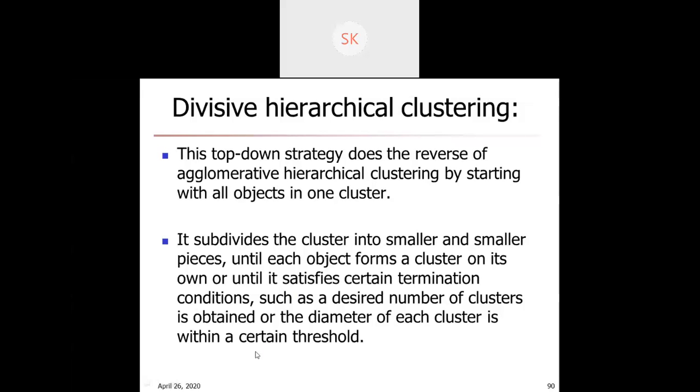The second termination condition will be what? That is the diameter of each cluster, right? So that is the threshold, or the boundary line, with respect to the cluster.